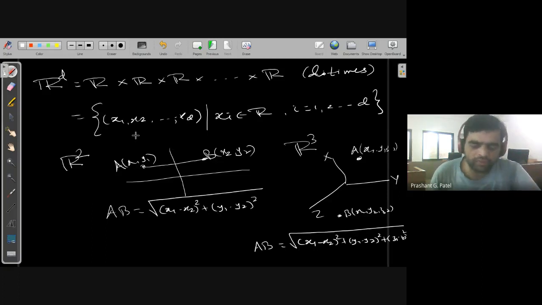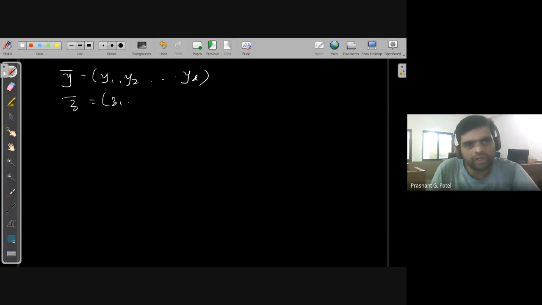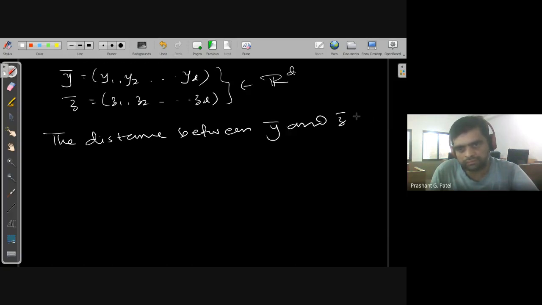In that manner, if you have 2 points, let's say y bar, which is in R^d, d-dimensional space, and z bar, which is also in d-dimensional space, both of them in R^d, then the distance between y bar and z bar is denoted as the mode of y bar minus z bar.